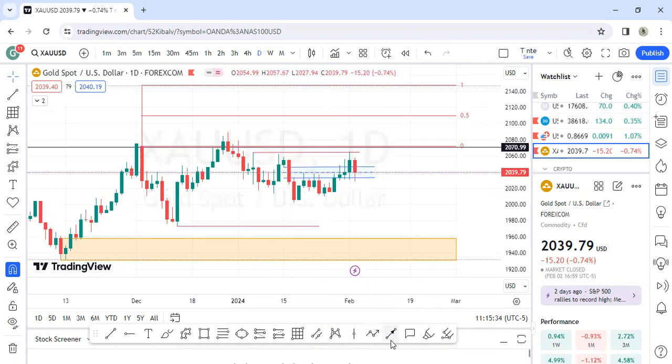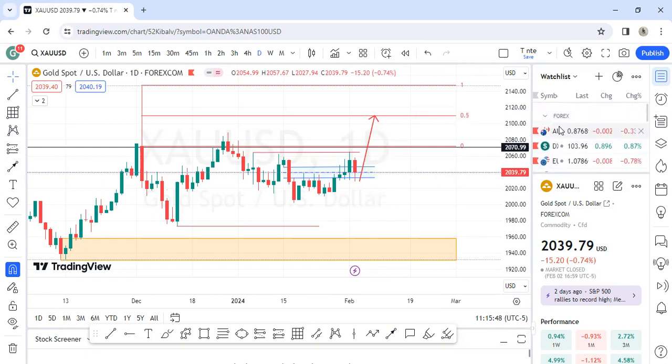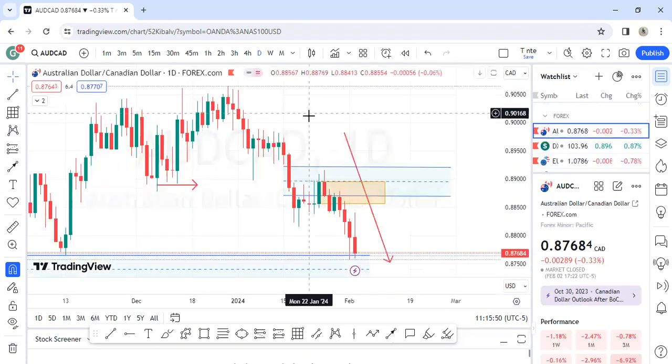So for me currently, based on what I can see, I feel gold is going to push to this, right? So that is it. It's possible that gold might do that. All right, so that's what I feel that gold wants to do. All right, so now for the last pair, AUD card. So AUD card, wow, amazing.